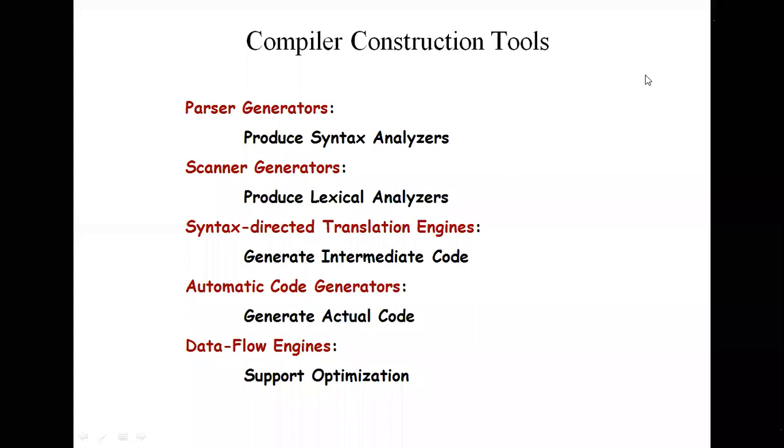The specification given to these generators is in the form of a context-free grammar. For example, if I want to draw the tree structure, my input should be in the form of a context-free grammar. That's why the specification given to these generators is in the form of a context-free grammar, CFG.